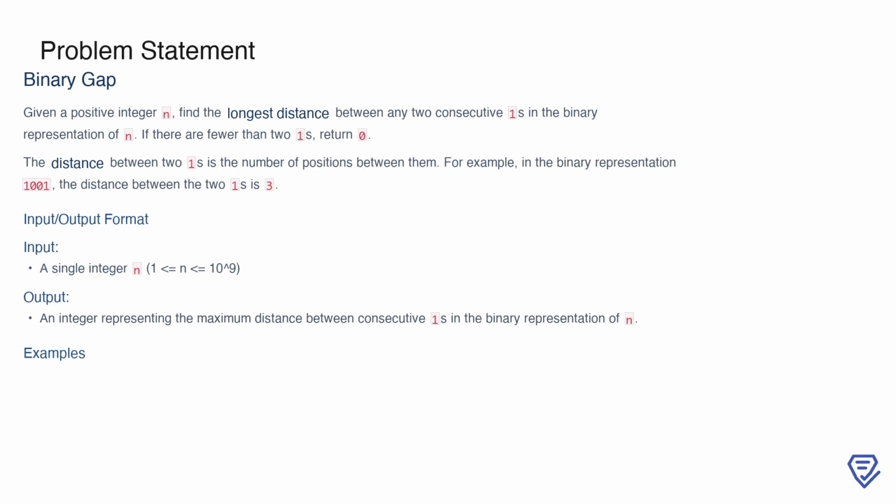For instance, if the binary representation of a number is 1001, the two 1s are 3 positions apart, so the distance is 3. The input will be a single integer n, where n is guaranteed to be between 1 and 10⁹. The output will be a single integer representing this maximum distance. Let's dive into some examples to better understand how this works.